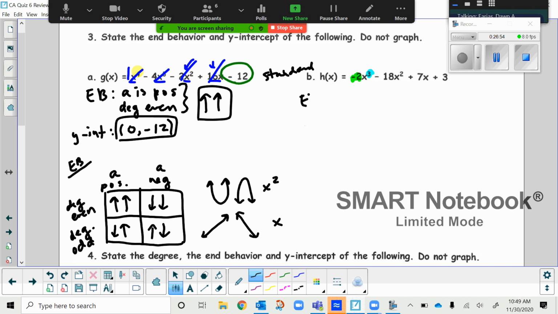Now my question is, is A positive or negative? Negative, good job. And is the degree even or odd? Odd, thank you. So with a negative A and an odd degree, even without any picture at all, we can already tell what the end behavior is. What is it going to be? Yes, left up, right down. Thank you.